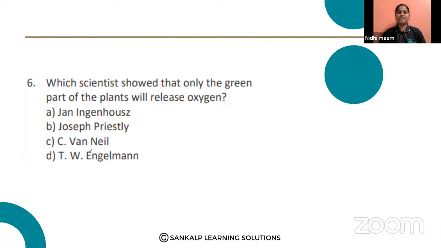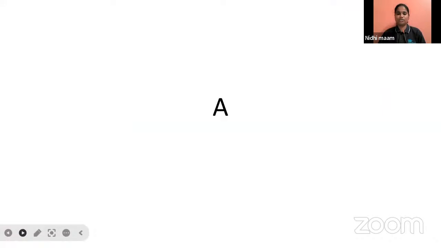Which scientist showed that only the green part of plants will release oxygen? So when you say, then only we can solve more questions. The right answer for this question is option A, Jan Ingenhousz. Jan Ingenhousz was the person who said only the green parts of plants will release oxygen.